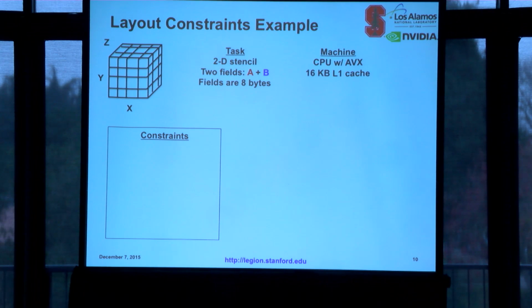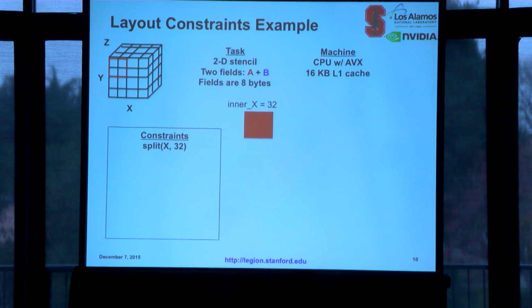And let's say the machine we're running on, we're going to have a task variant that's going to assume we're running on a CPU with some AVX instructions. And it'll have a 16 kilobyte L1. So we're actually going to block this very efficiently for the machine we're running on. So what are the constraints that we're going to use to specify our data layout for this particular region? Well, the first thing we're going to want to do is block for that L1 cache. So the first constraint is that we're going to want to make a little 2D slice for us to operate on.